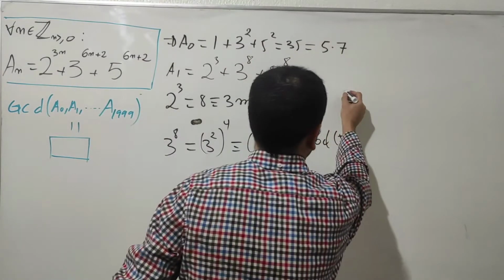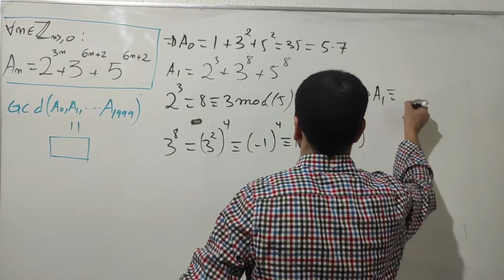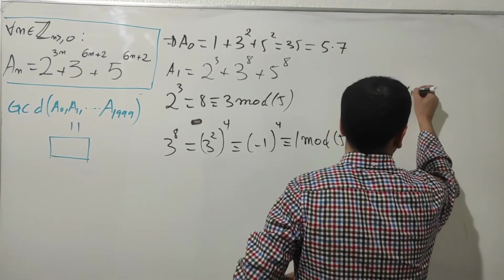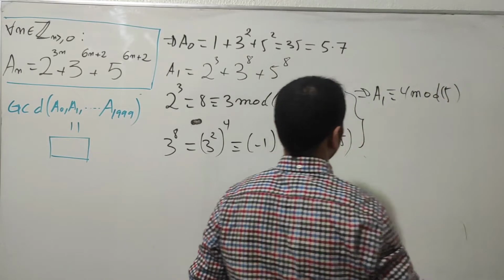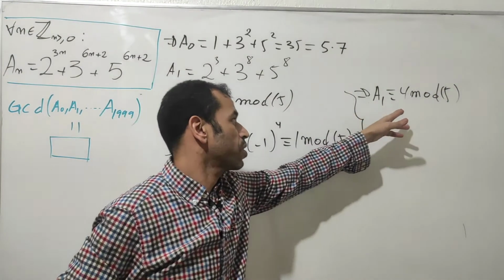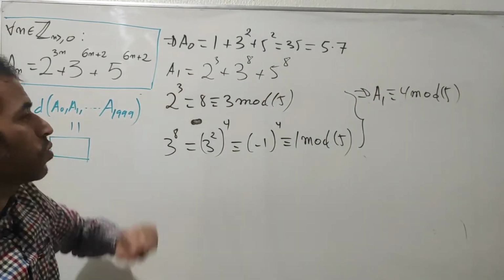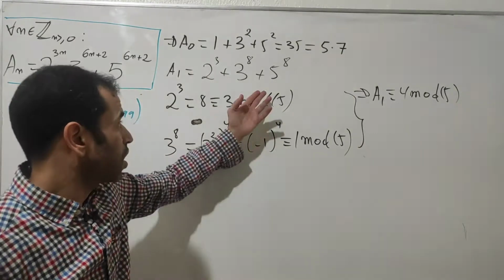Now let's put this together. So a sub 1 is congruent to 3 plus 1, which is 4 mod 5. Since we have number 4 as a remainder here, 5 cannot divide this, which means 5 is not the common divisor here. It's not a GCD.